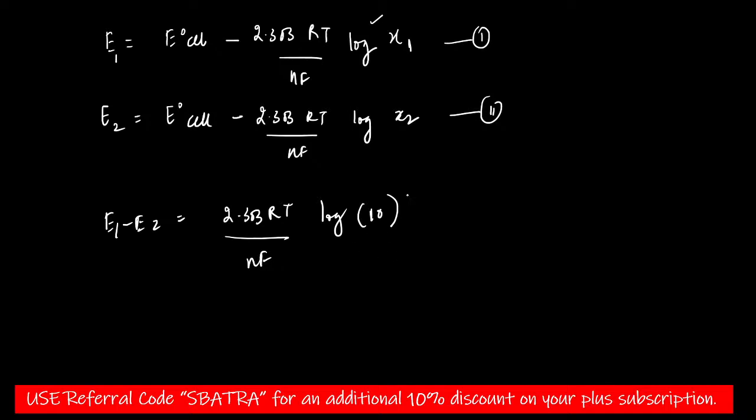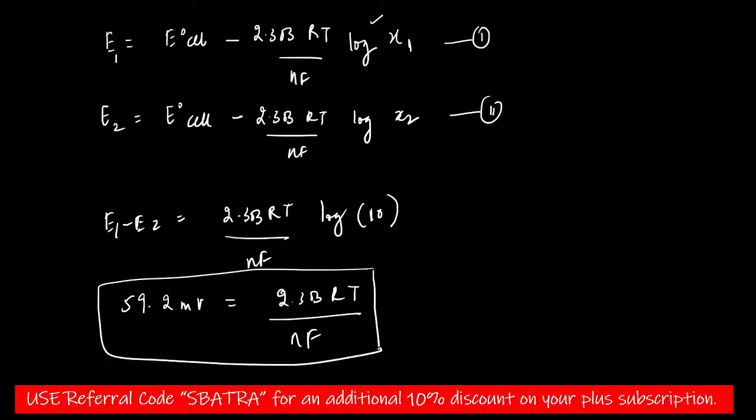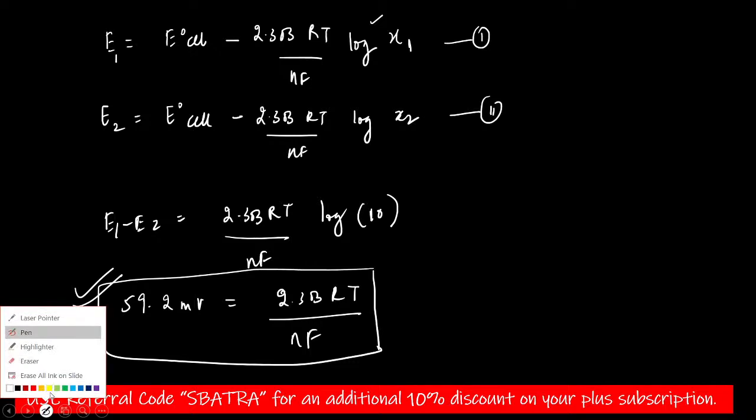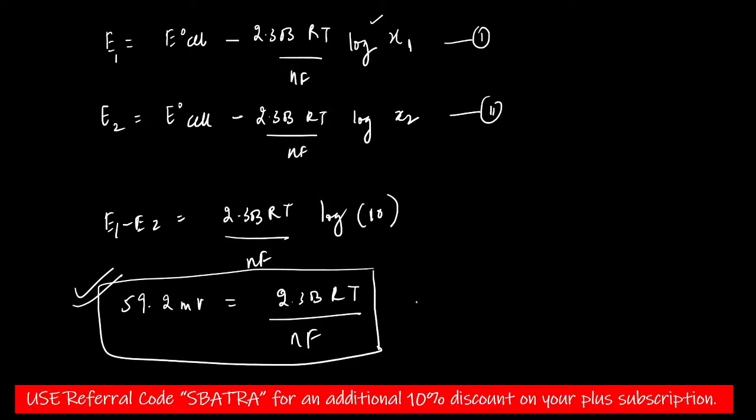This value is given, and we know log 10 is 1. So 59.2 millivolts is equal to 2.303 RT by NF. We got this relation. Now, if we perform this experiment at 25 degrees Celsius, this value is 59.2 millivolts. We can find the value of 2.303 R by NF, which is constant. This is constant, this is constant, and this is constant. Only temperature is variable here.